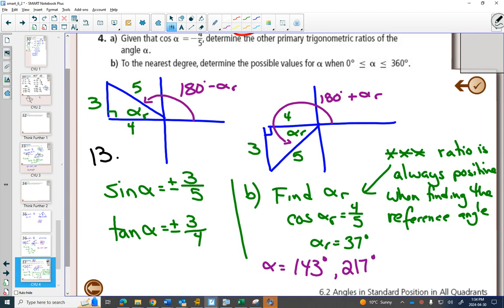Circle question number 13. And I'll give you a little bit of time to work on this homework and the homework from yesterday.